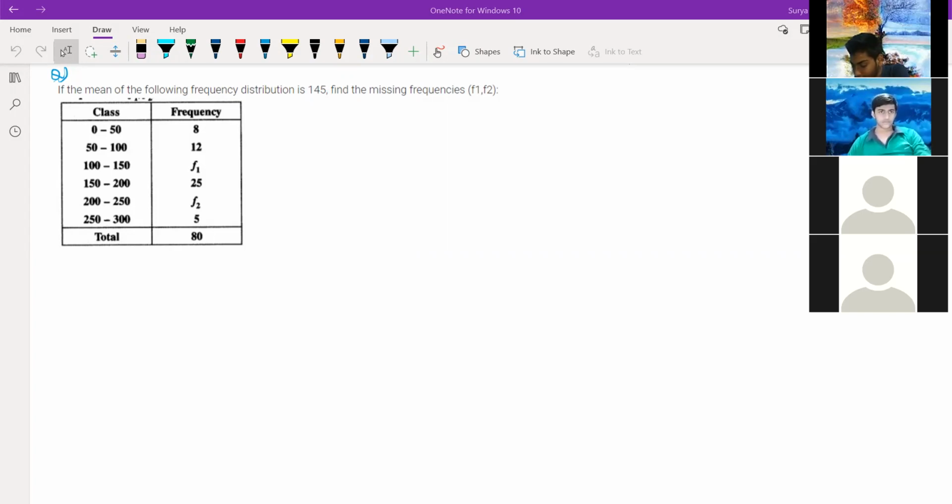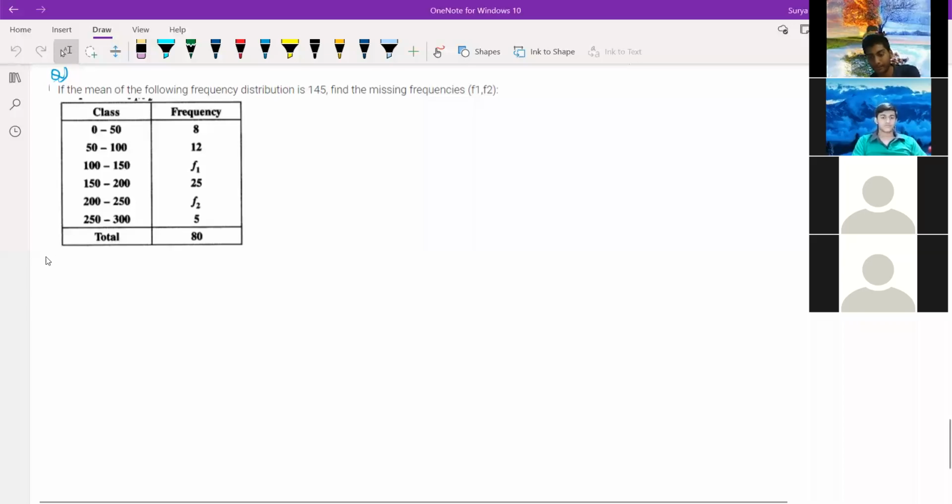Which method are you doing? Assumed mean method or normal method? The normal method. Direct method you are doing. Yes. Okay, fine.